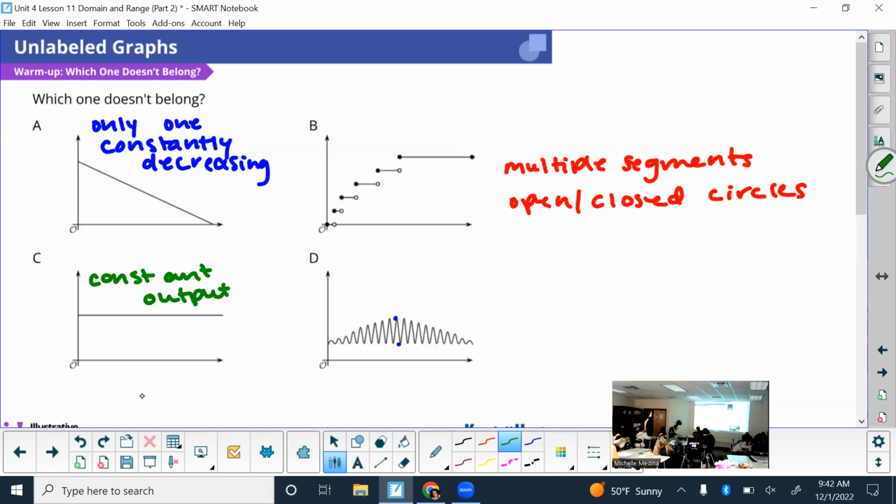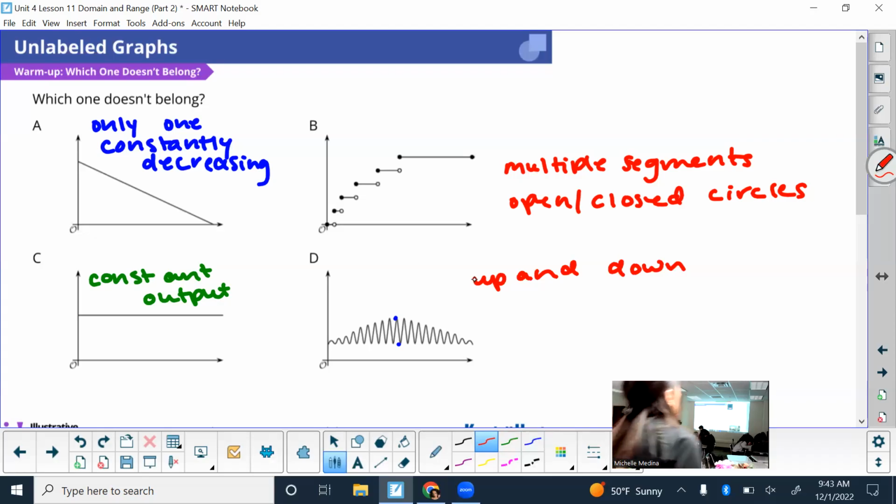And then lastly, someone different than those people, why does D not belong? It's the only one that goes up and down. It increases and decreases multiple times. The others either stay the same or go one direction. But D is the only one that goes up and down. So good. I'm glad that we can describe the graphs.